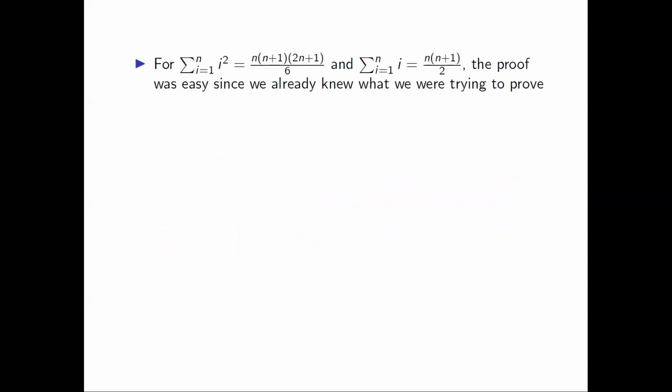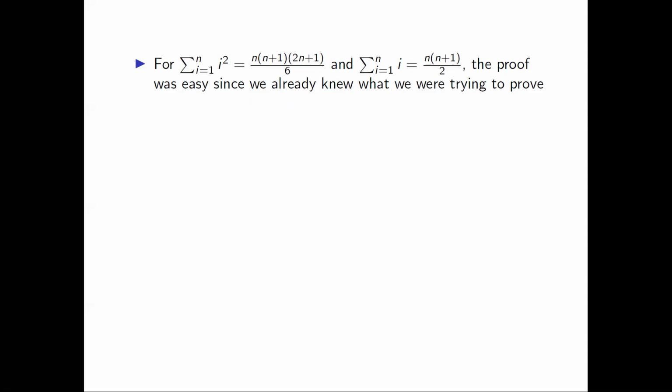Now, the first and third examples that we saw, showing that the sum from i equals 1 to n of i squared is equal to n times n plus 1 times 2n plus 1 over 6, and also showing that the sum from i equals 1 to n of i is equal to n times n plus 1 over 2. Both of those proofs were pretty straightforward since we already knew what we were trying to prove.